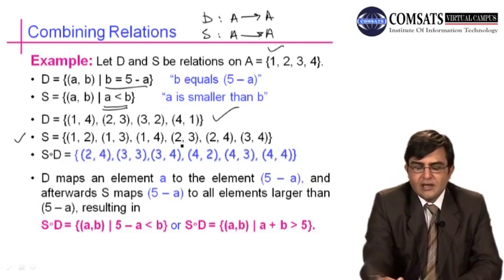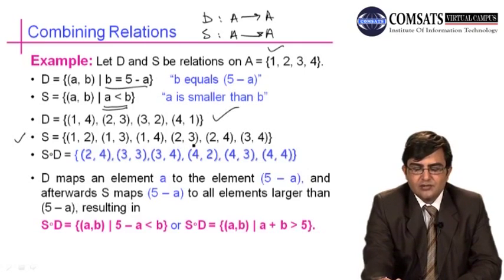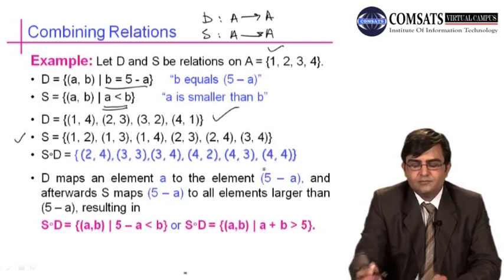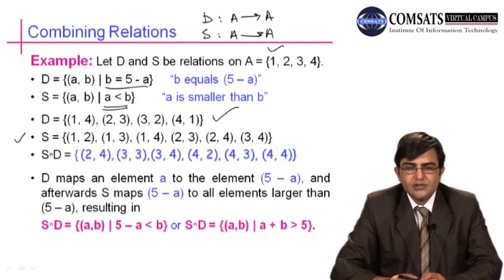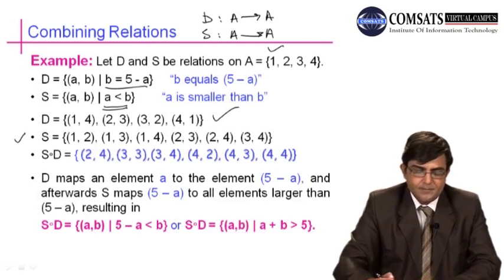Now we choose the second element 2. Here we cannot write 1 or 2 because 2 is not less than 1 and not less than 2. So here we write 2, 3, 2, 4, and then 3, 4. So these are all elements we can choose in S. Now how to define the composition of these two relations S composition D?